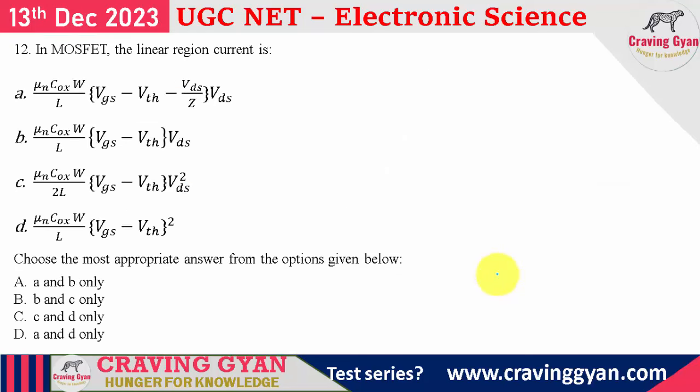In the 12th question, what they have specified is, in the linear region of operation, see, in yesterday's video, the fast track revision video on CMOS I uploaded, there I have specified linear region. It is also referred to as non-saturated region, or ohmic region, or triode region. They have specified linear region, so each and every person can relate, but if they would have specified ohmic region or triode region, then things would have been a bit complicated.